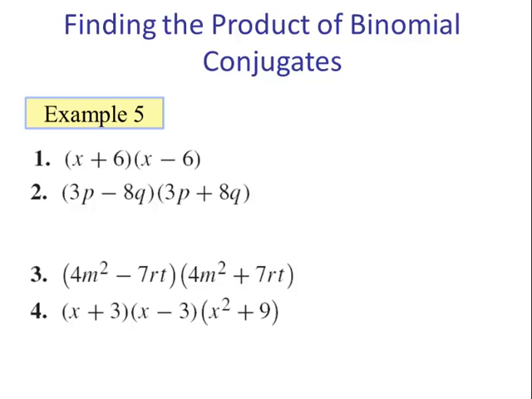Example 5. Number 1, we want x plus 6 times x minus 6. Number 2, 3p minus 8q times 3p plus 8q. Number 3, 4m squared minus 7rt times 4m squared plus 7rt. And lastly, number 4, x plus 3 times x minus 3 times x squared plus 9. Let's begin with number 1.